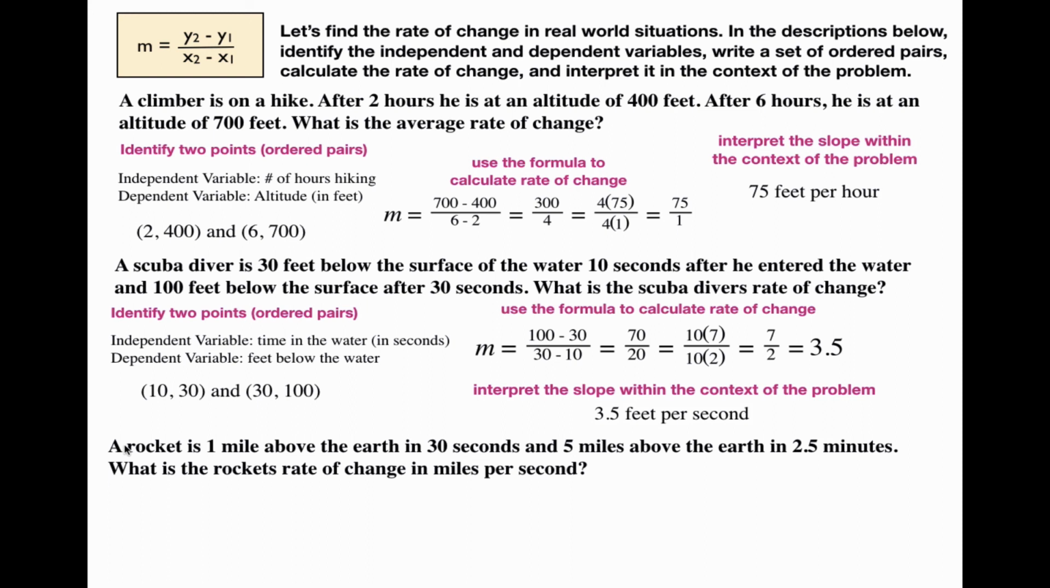Okay, so let's see. What is our independent and dependent variable? All right, so again, time is just moving on. Time is our independent variable, and the altitude above the Earth is our dependent variable.